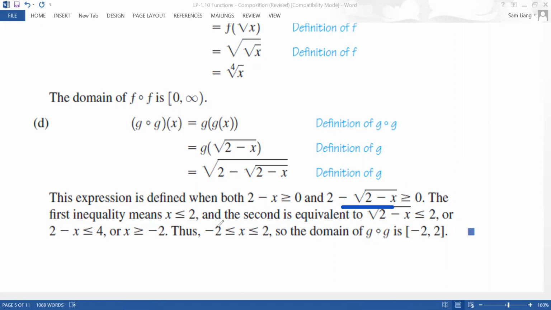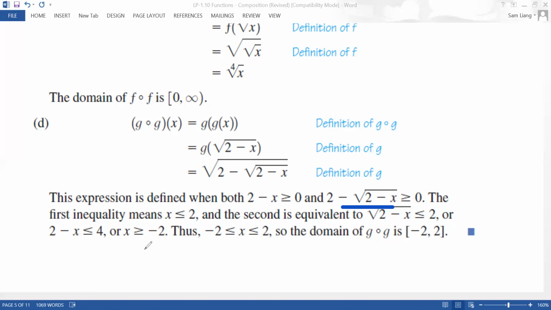And then we're going to square both sides. So we get 2 minus x is less than or equal to 4. And then add x to both sides and subtract 4. So you get negative 2 on this side. And so you get negative 2 is less than or equal to x, or x is greater than or equal to negative 2.